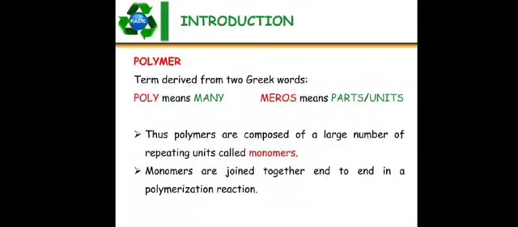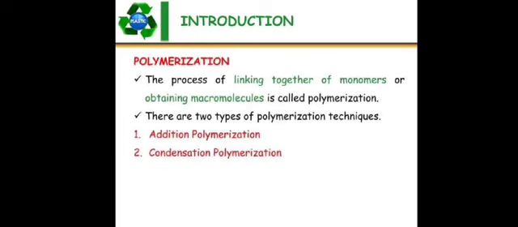Today we are going to discuss what is meant by polymer. Poly means many, mer means n number of units. Polymers are composed of a long number of repeating units called monomers. Monomers are joined together end to end in a polymerization reaction. And what is meant by polymerization? The linking together of monomers is called polymerization.